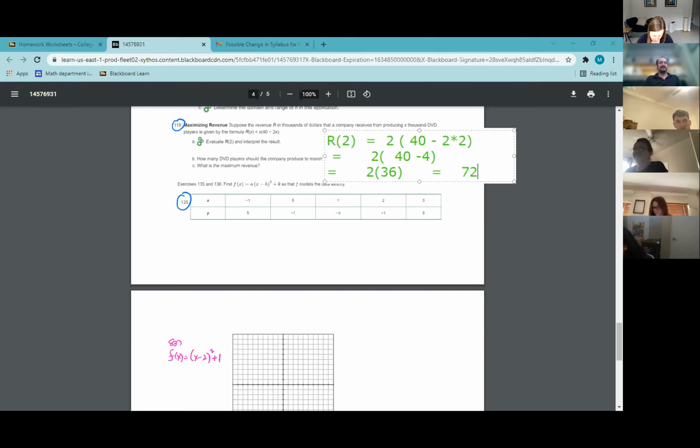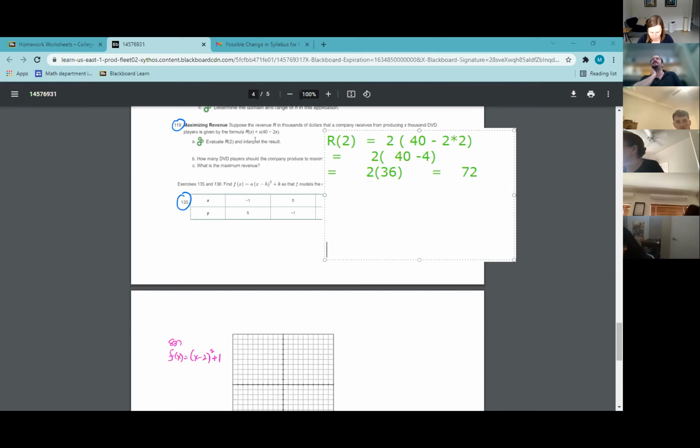So I evaluated it. I did half the thing that they told me to do. What's the other half? If I want to interpret this, what does this mean? When I plug in 2, I get 72. $72. Revenue from what?